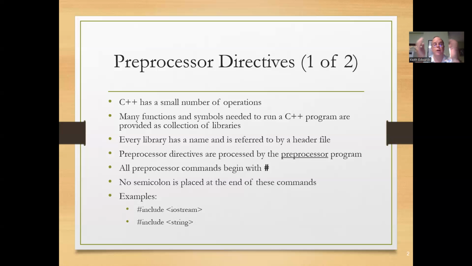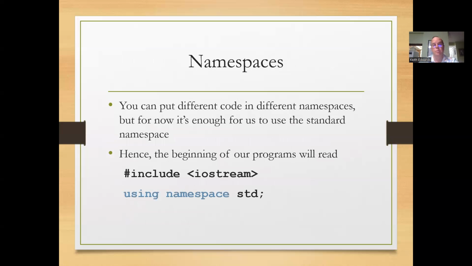So, for example, pound include IOStream means, hey, include that IOStream library. Pound include string means, hey, I'd like to use strings in my program. Please include that library as well. You can also put code in different namespaces, but for right now, it's enough for us to use the standard namespace. Since at the beginning of our program, we're almost always going to start things with pound include IOStream using namespace standard. And that'll be it for the beginning couple programs. But later on, we'll include things like C string, string, C math, etc., different libraries that we may be interested in using as we progress in our study of C++.